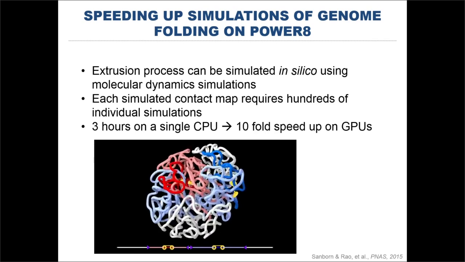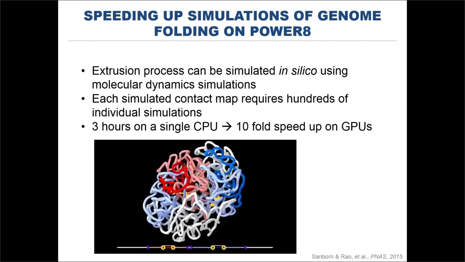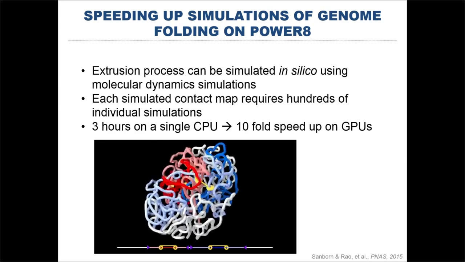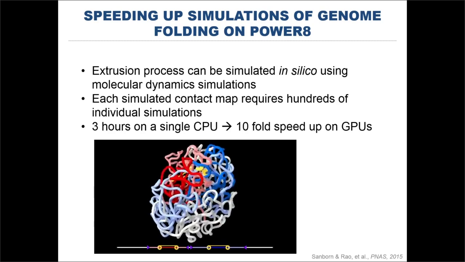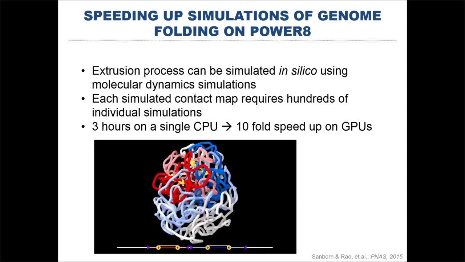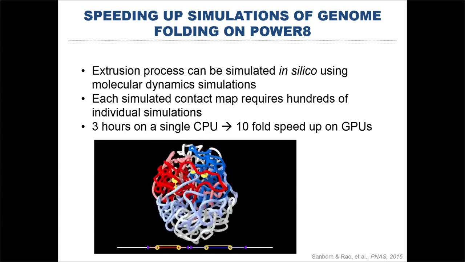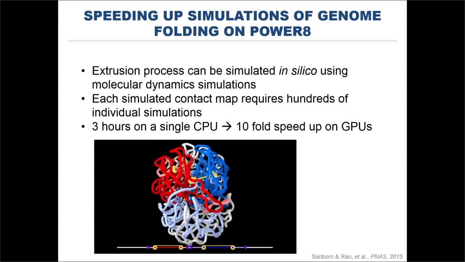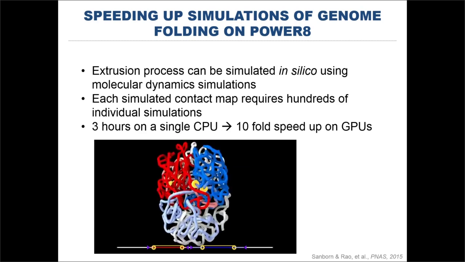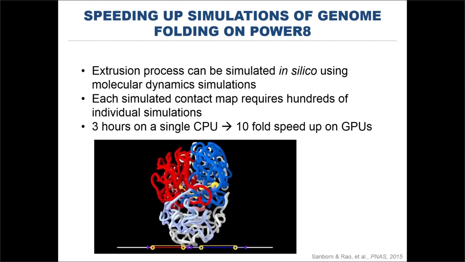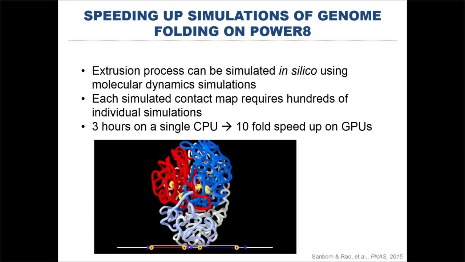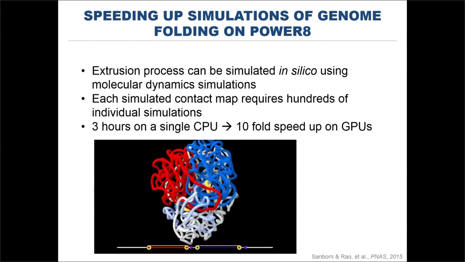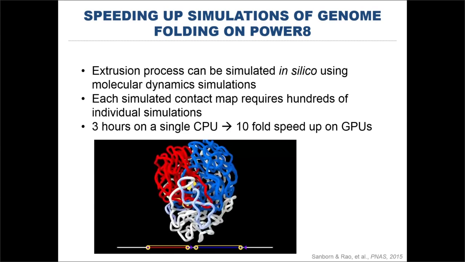But these simulations are extremely computationally intensive, and each simulated contact map requires hundreds of simulations. So when we put this on GPUs, we can get a tenfold speedup and model different regions of the genome much more quickly. And here you can see that as this complex slides along the DNA, the red and blue segments of DNA, which were tangled in the beginning, after this process of extrusion end up being segregated into insulated domains.